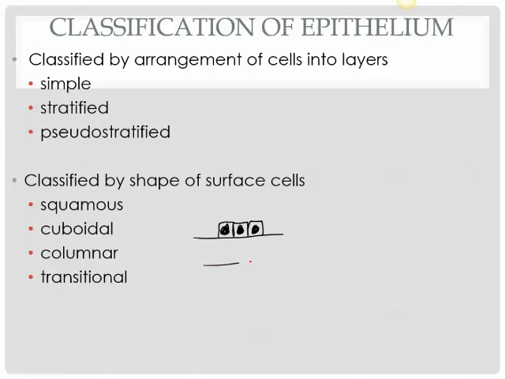Columnar epithelium, where the cells are like columns. So here the cells are taller than they are broader. And the nucleus could be rounded or it could be rod shaped. But you'll always see plenty of cytoplasm above the nucleus because the cell is taller than it is broader. So this is cytoplasm above the nucleus.